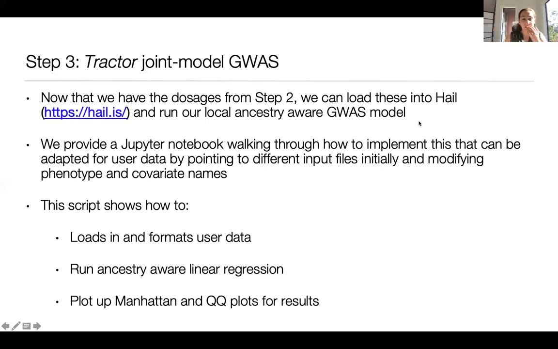And it can be useful to build and test your pipeline in a Jupyter notebook when applying it to your own cohort data. So for this reason, we supply an example Jupyter notebook written in Hail on our GitHub, which can be adapted for user data. The specific commands to load in and run linear regression on our ancestry deconvolved file will be as follows.